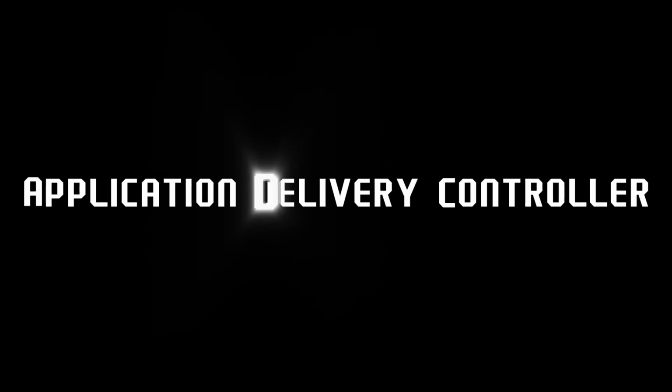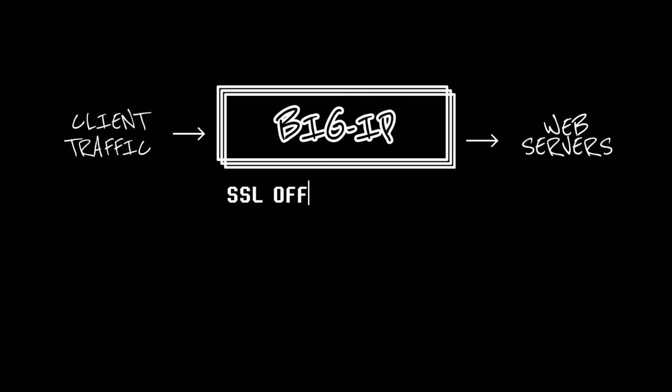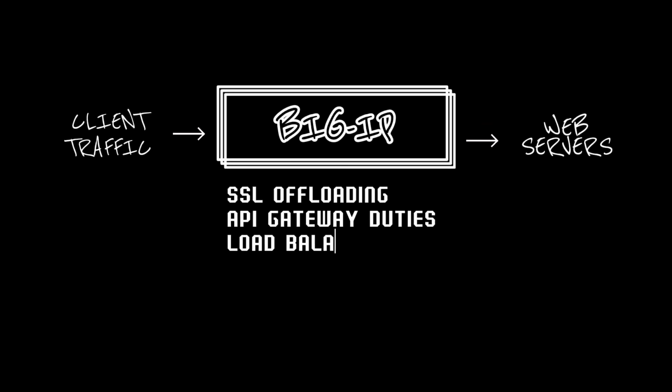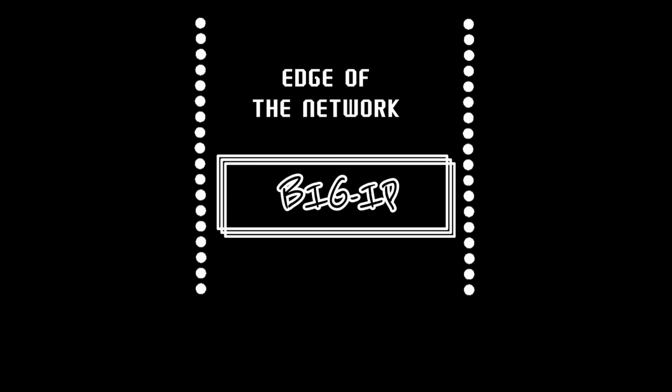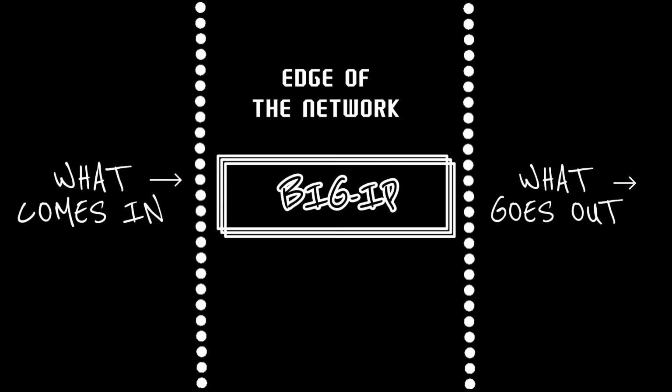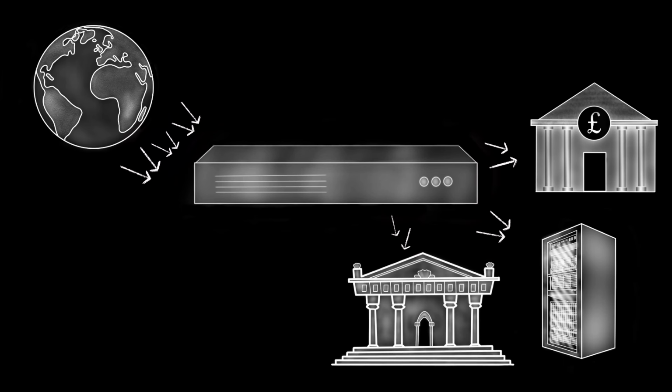Big-IP is what you call an Application Delivery Controller, or ADC, one of those big network appliances that handles traffic management, SSL offloading, API gateway duties, load balancing, reverse proxying, firewall duties, sometimes even acting as a VPN gateway. It usually sits on the edge of the network, handling what comes in and what goes out. You won't find Big-IP on a laptop or a home computer. It's in the hardware sitting in front of a data center, a bank's web server, government portals, managing massive volumes of traffic. And because it often sits on the edge, it's public facing, which makes it a prime target.